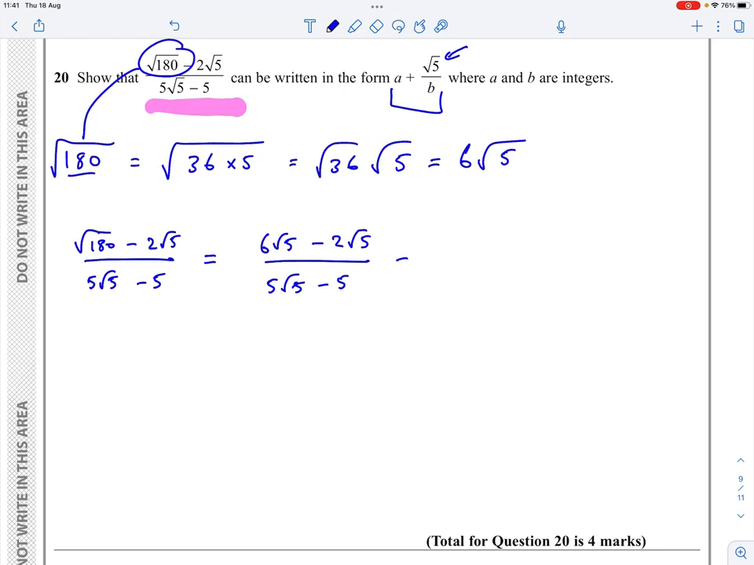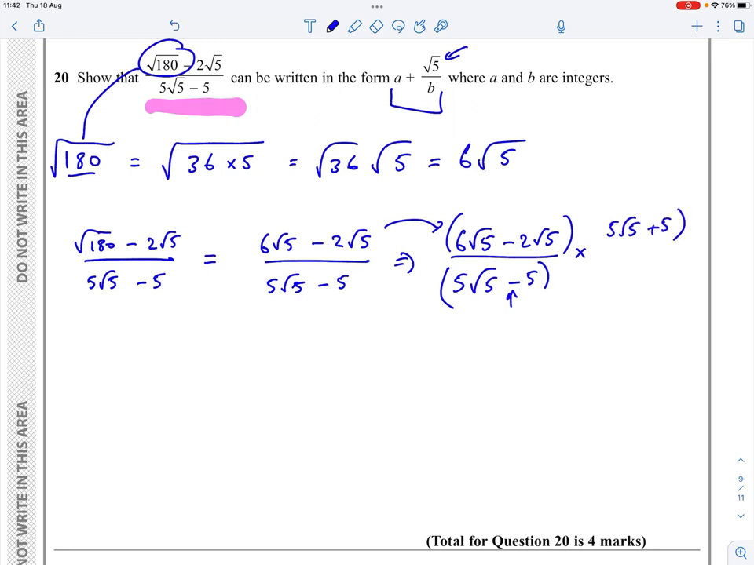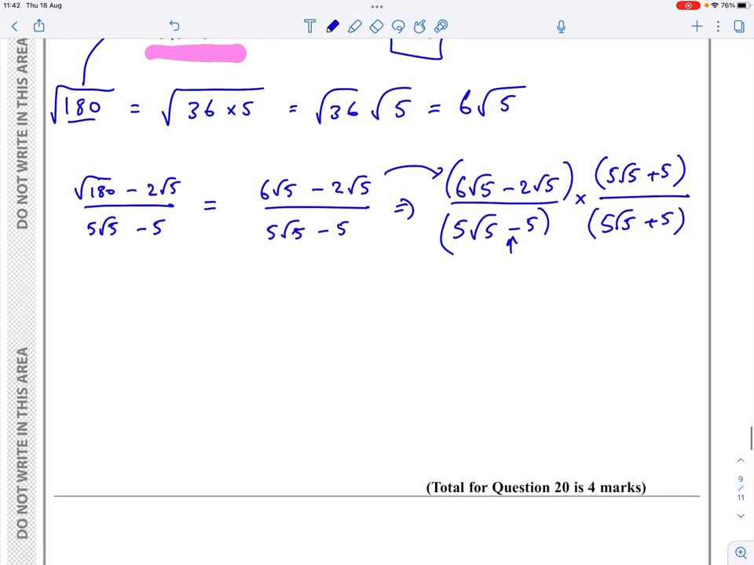And then all we need to do is rationalize the denominator. Again, you should remember how to rationalize the denominator. The numerator stays the same. We write our fraction again, and I'm going to put brackets around them so I don't forget what I need to multiply by. We multiply by 5 root 5 plus 5, that will become positive, and the same thing on the bottom, 5 root 5 plus 5. And all you have to do is just simplify this.